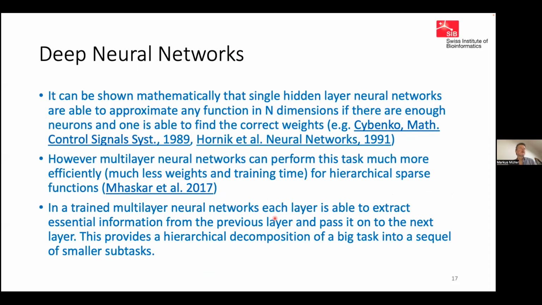Now it can be shown mathematically, and this goes back quite a while, that shallow neural networks, or neural networks with just one layer, are already capable of universal computation. So you can fit any function you want with it, if you just add enough nodes in that single layer. Now, why do we need deep learning if you can do everything already with one layer?